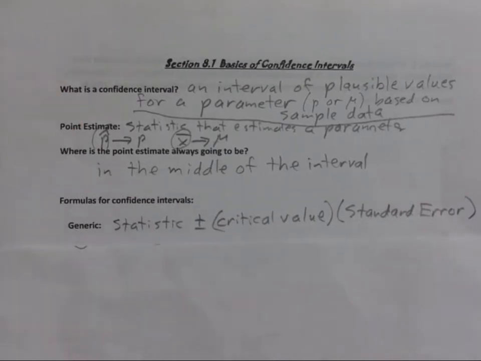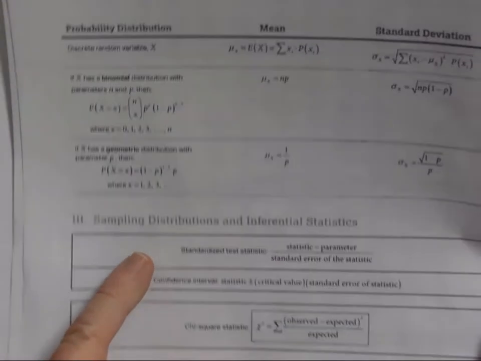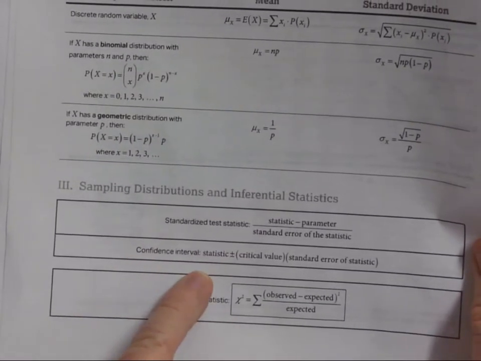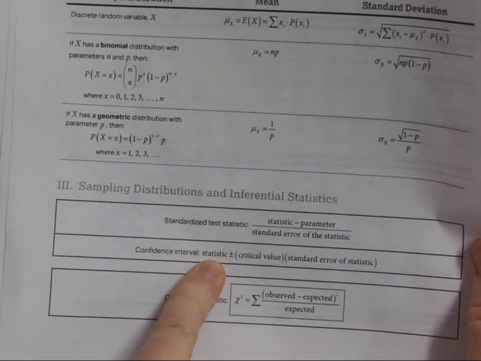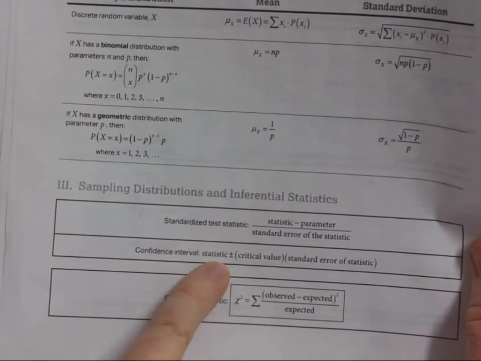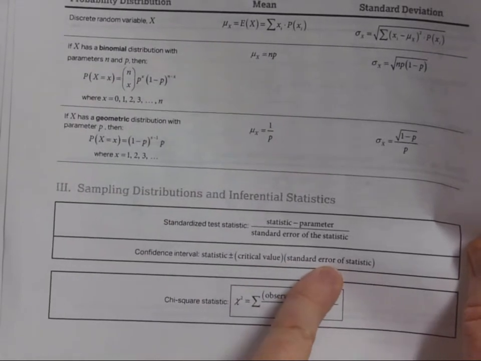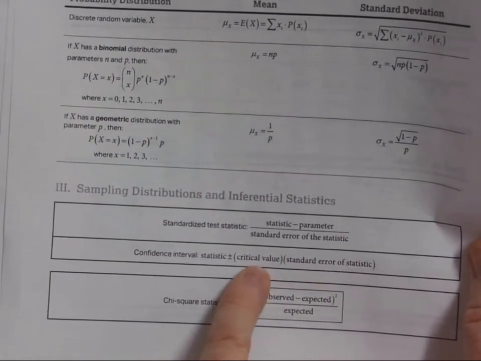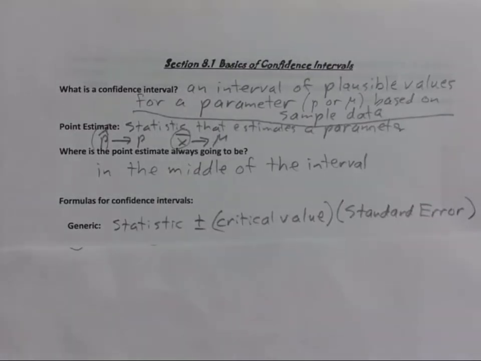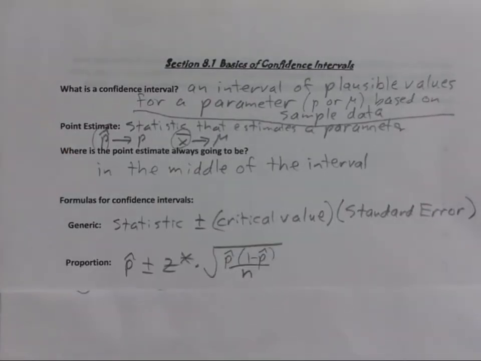Your generic formula is on your formula sheet. If you go to the first page of your formula sheet, it says it right there: confidence interval. It's your statistic, otherwise known as your point estimate, plus or minus what we're going to call our critical value times the standard error of the statistic. That's what we're going to talk about momentarily. There's your generic formula. Then for a proportion, here is how that works out.